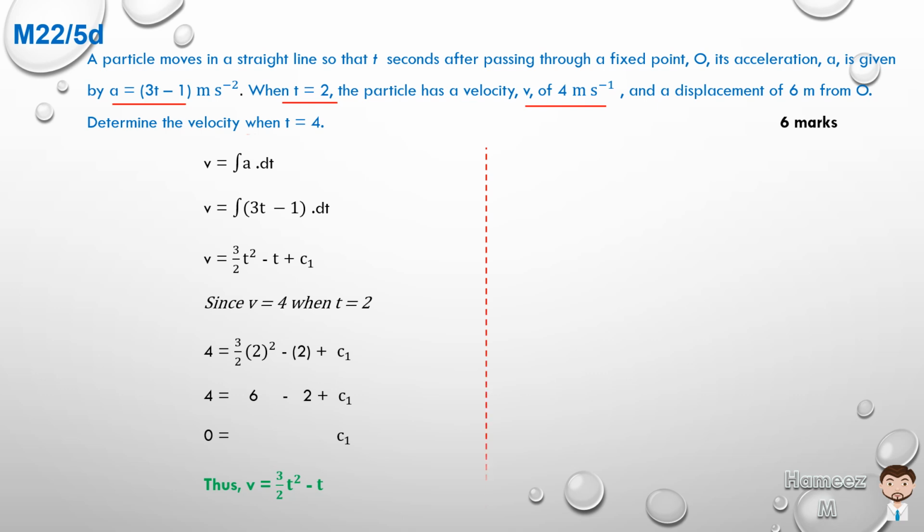And we want to determine the velocity when t is equal to 4. So velocity is equal to 3 on 2 t squared minus t, so we substitute when t is equal to 4. So v is equal to 3 on 2 by 4 squared minus 4. 4 squared is 16, 2 into 16 is 8, 8 3s are 24. So v is equal to 24 minus 4. So v is equal to 20 meters per second.